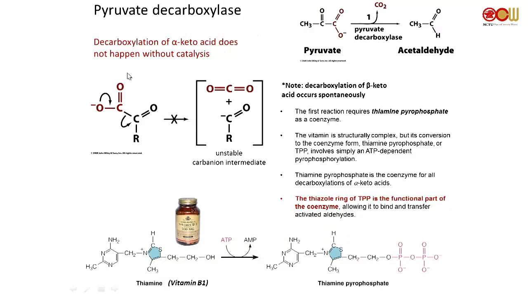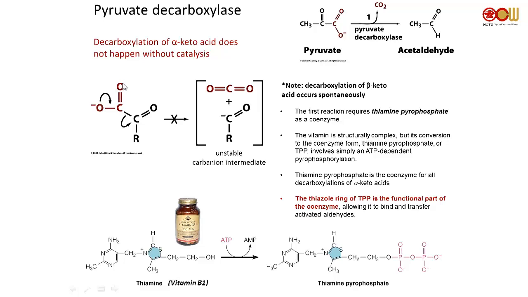Pyruvate is an alpha keto acid. So if we want to do decarboxylation, it's not going to be very easy unless we somehow make it into a beta keto acid. If you look at pyruvate, this is an alpha keto acid, and if you want to do decarboxylation, it becomes like that, and you form this really unstable carbanion. So that doesn't happen. This is the reason why alpha keto acid does not spontaneously decarboxylate into its decarboxylated product.